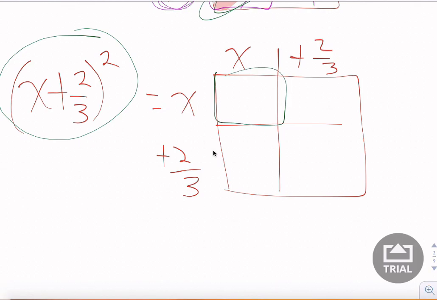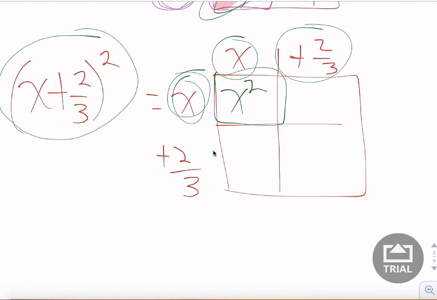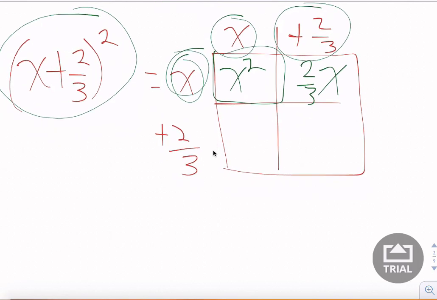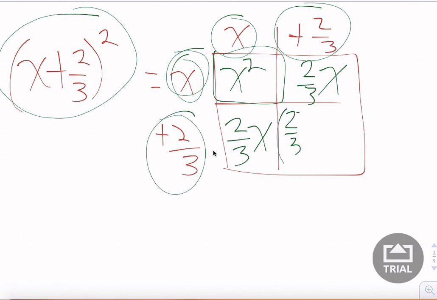So again, let's multiply this out. I've got x multiplied by x, which is x squared. And then I have x multiplied by 2 over 3, which is 2 over 3x. Since it's a perfect square, I'm going to get the very same entry there, 2 over 3x. The final entry is going to be 2 over 3 multiplied by 2 over 3. So our exponent rules say that we have to square both the 2 and the 3. 2 squared is 4, 3 squared is 9.